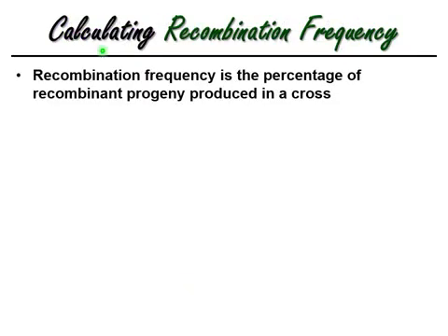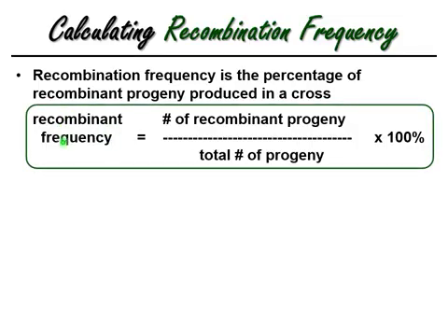Okay, so how do we calculate recombination frequency? How do you know what percentage you have? Recombination frequency is actually pretty easy to calculate. It's the percentage of recombinant progeny produced in a cross. So we saw previously 2 out of 4, 50%. So recombination frequency is basically going to be the number of recombinant progeny divided by the total number of progeny, times 100%, of course.